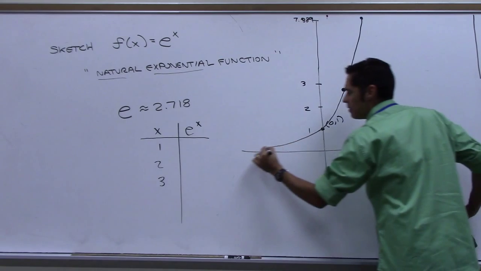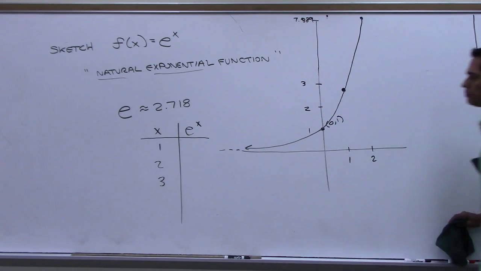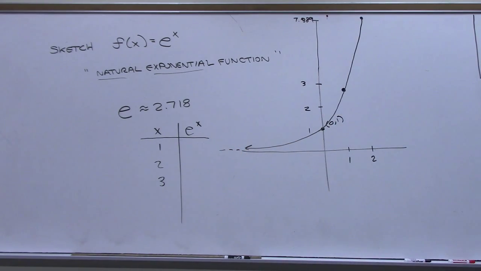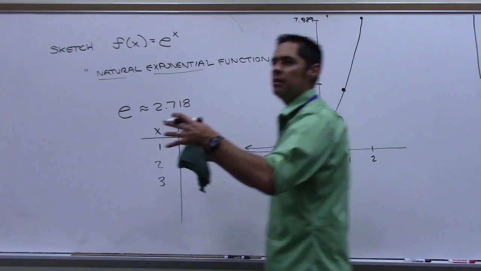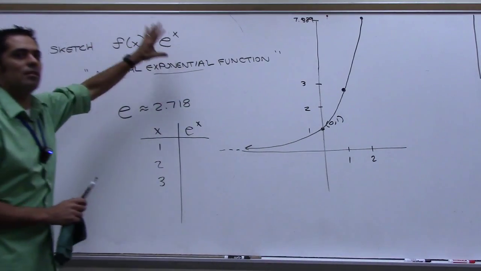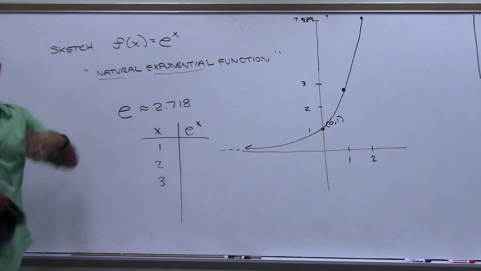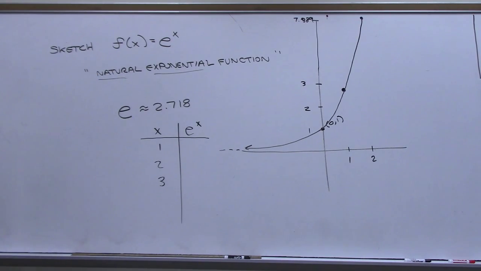And then just come back like that. That's all you have to do. That's the graph of e to the x. Everyone agree? So e to the x is just a particular exponential growth function. That's all it is. But it's very special, and you'll see it in calculus.